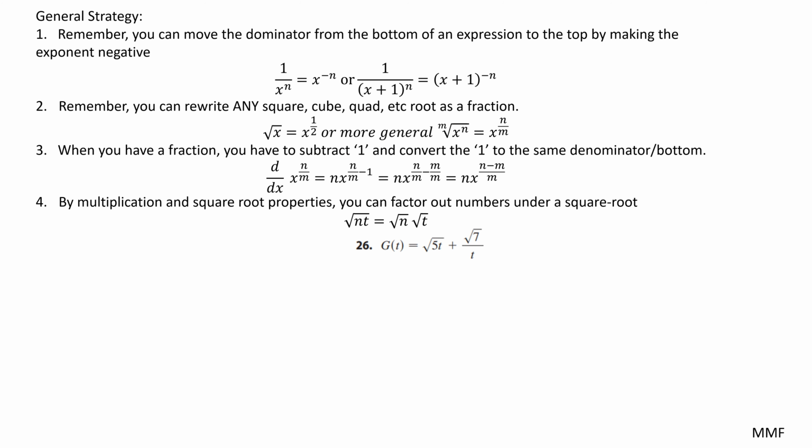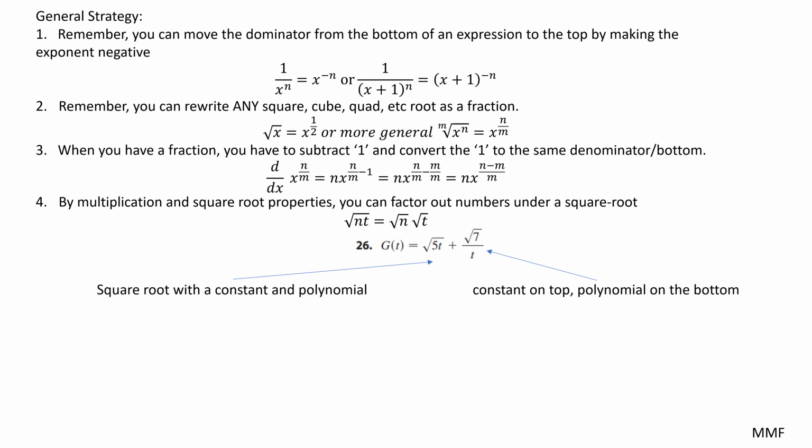Let's identify what we have. On the right-hand side, we have a constant on top because root 7 is just a constant, and we have a polynomial on the bottom. On the left-hand side, we have a square root, and under that square root is a constant and a polynomial. Now we are going to move the polynomial from the bottom to the top by negating the power. You can think of that t at the bottom as a t to the power of 1. So when it goes to the top, it becomes t to the power of -1.